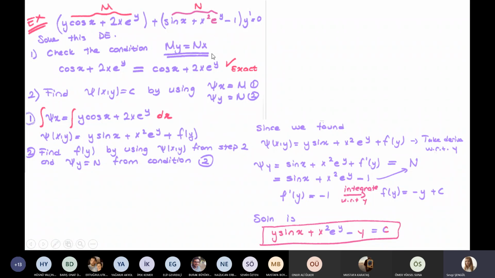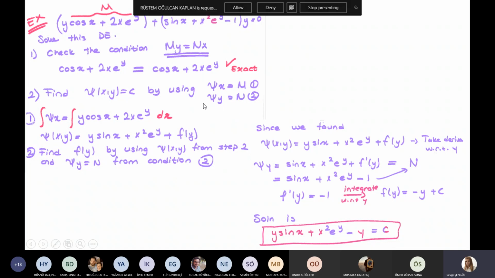So what we were doing, we are starting by using the first equation. You can start by using the second equation, but to be able to understand, I am just doing the same thing.